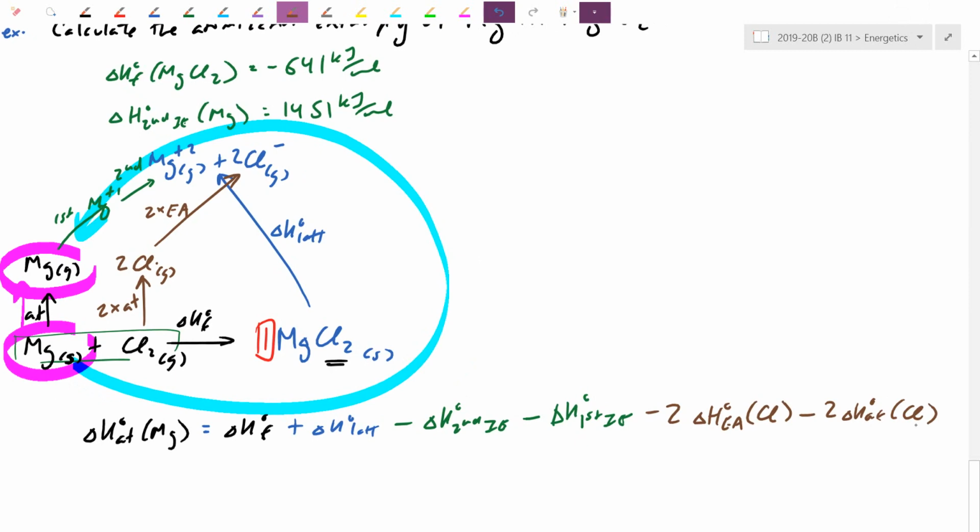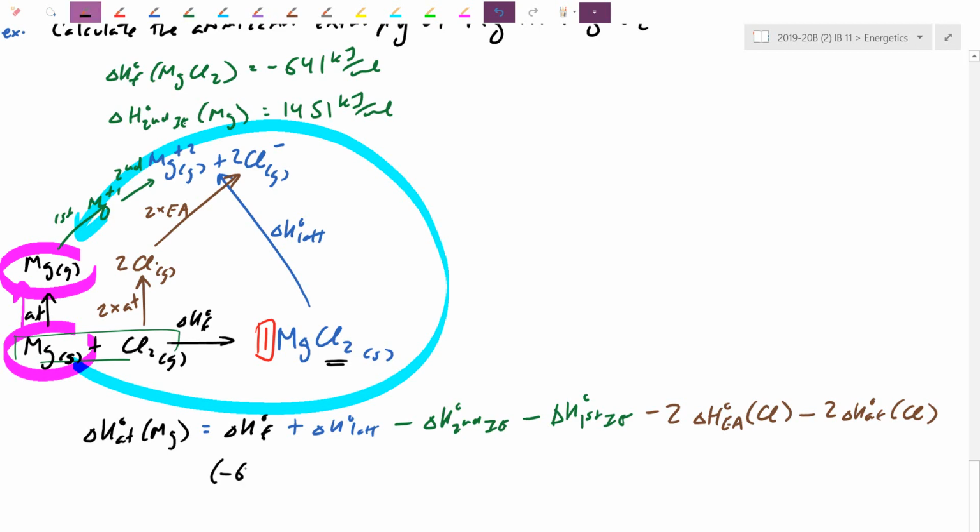So even though they didn't ask me to draw the Born-Haber cycle, I want to draw the cycle so I know which ones I'm adding or subtracting. The math is still super simple. It's still just simple pluses and minuses. It's just a matter of looking through all these numbers here. So let me just hint at these numbers and I'll let you solve your way through here.